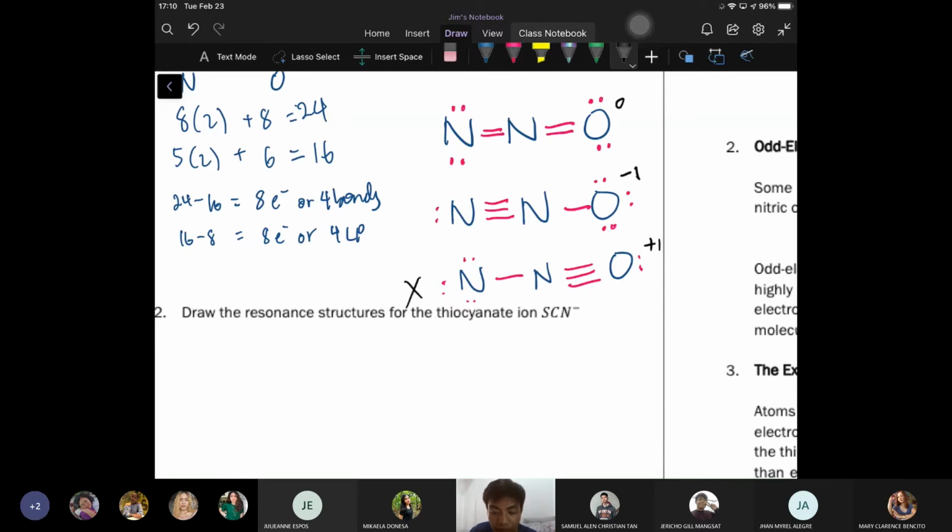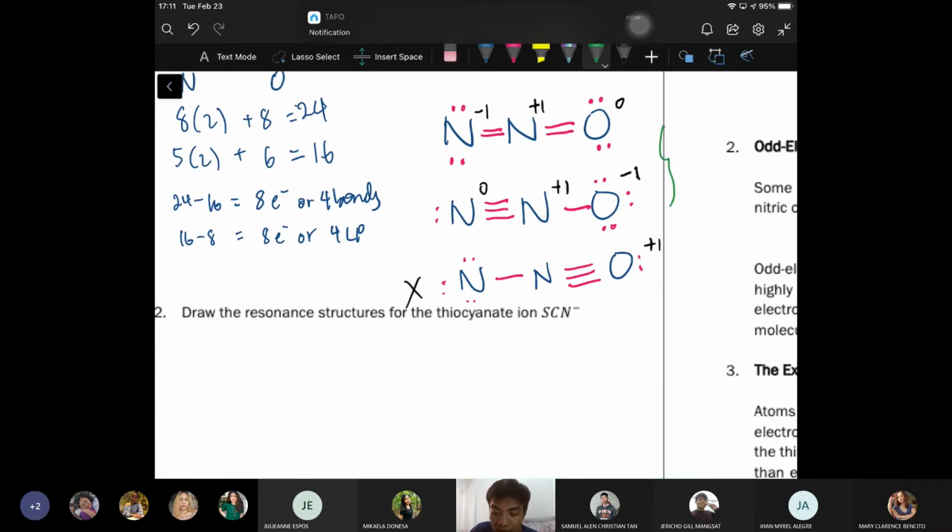How about the 2 other atoms? Okay? So, for nitrogen, this will be +1. And this will be 1, 2, 3, 4, 5, 6, -1. So, dito naman sa second molecule natin, this will be +1 and that will be 0. Okay? So, ito, hindi talaga to pwede. Okay? So, the third structure is not okay. Pero, yung first two, ito pwede pa to.